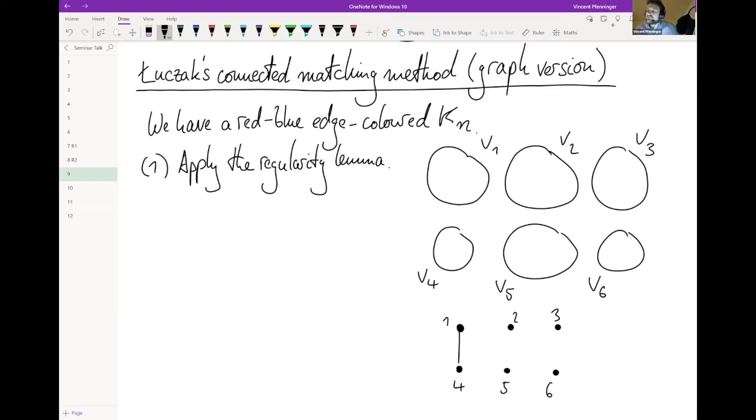3. Okay, but now we also have a coloring. So we also want to color the edges in the reduced graph. So we color the edge 1, 4 red if more edges between V1 and V4 are red than blue, and otherwise we color it blue. Okay, so let's say, for example, 1, 4 is red, 1, 2 is red, 4, 5 is red, 3, 5 is red, 3, 6 is red, and then we also have some blue edges, and then maybe also some irregular pairs.